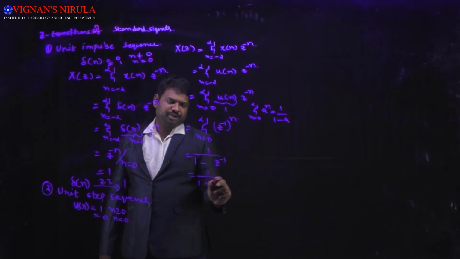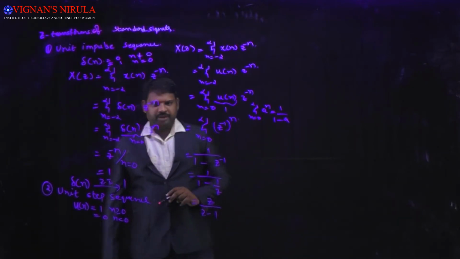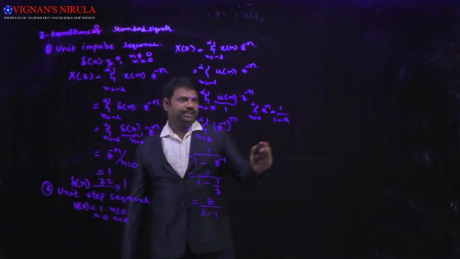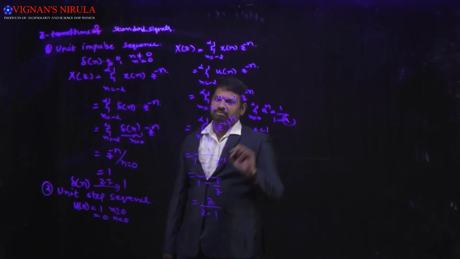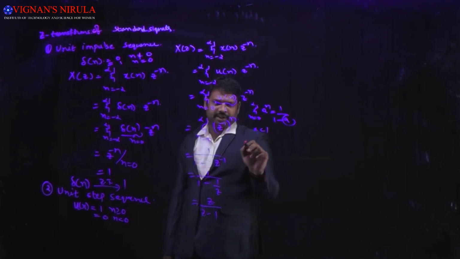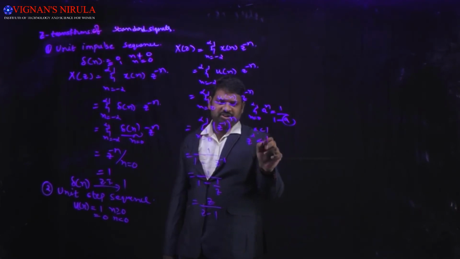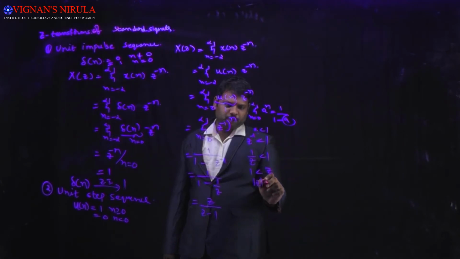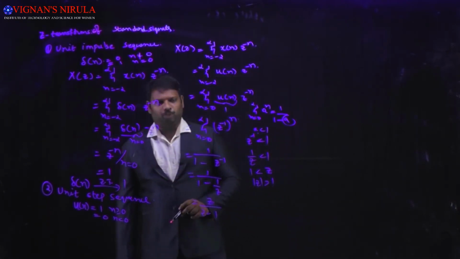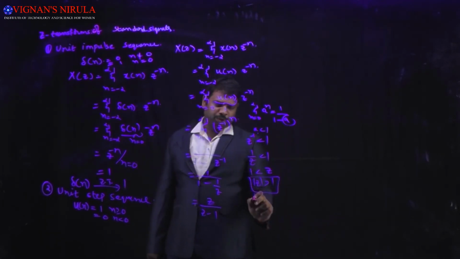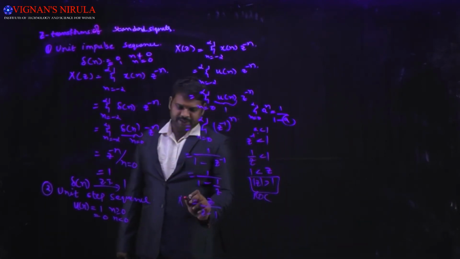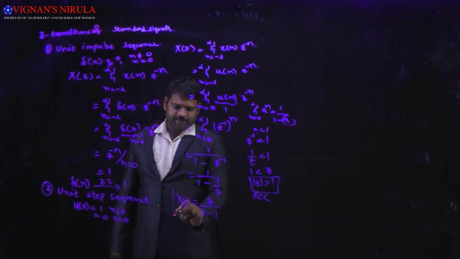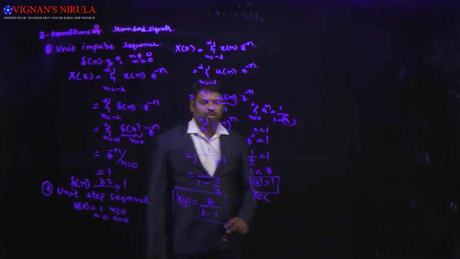That's 1 by 1 minus 1 by z, that is z by z minus 1, which will be the z transform. This is provided that a must be less than 1. But here the a value is nothing but our z inverse. Z inverse must be less than 1, then 1 by z will be less than 1, so 1 is less than mod z, that is mod z greater than 1. That mod z greater than 1 will be your ROC, and the z transform is x of z equal to z by z minus 1.